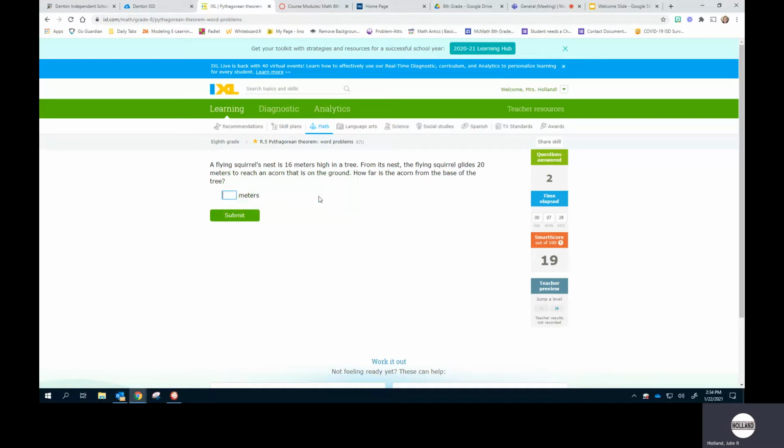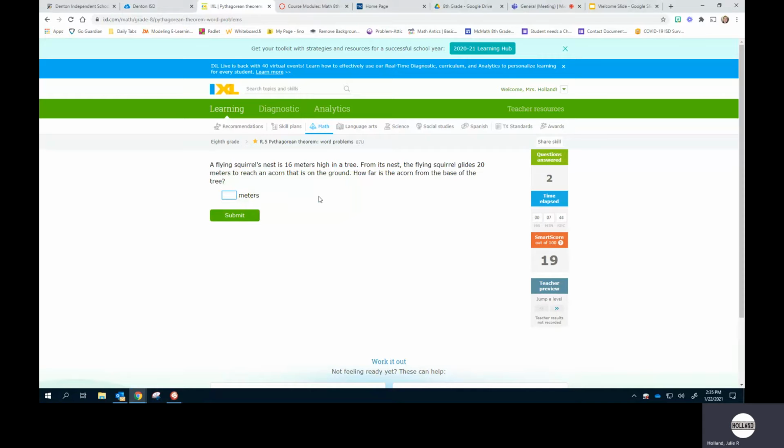All right, let's try one more, and then I'm going to send you off to do these on your own. A flying squirrel's nest is 16 meters high in a tree. From its nest, the flying squirrel glides 20 meters to reach an acorn that is on the ground. How far is the acorn from the base of the tree?